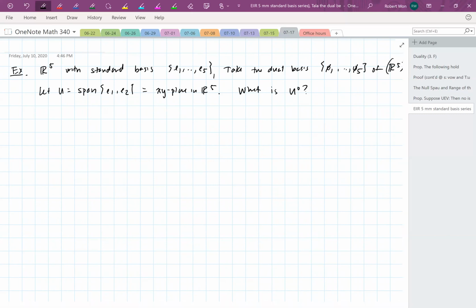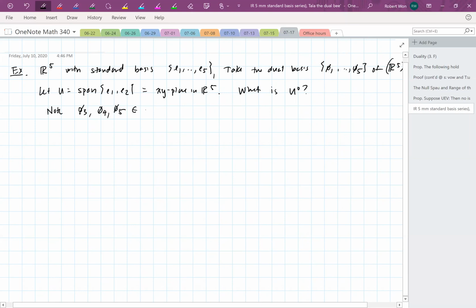Well, certainly we know some things in the dual that return 0 for every element of U. As a note, certainly phi 3, phi 4, and phi 5 are all in the annihilator of U. Why is this? Because phi 3 of E1 is 0, and phi 3 of E2 is 0. This is by the definition of the dual basis.